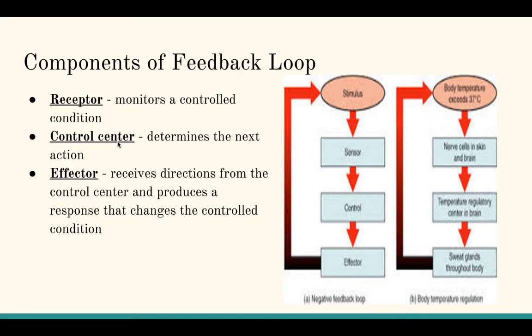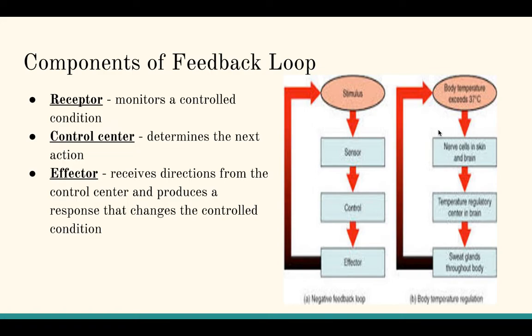Then we have a control center. It determines the next action to take place. And there's the effector. The effector receives the directions from the control center and produces a response that changes the controlled condition. The example we have over here is body temperature. Our bodies maintain a constant temperature through homeostasis. Our body really likes to stay at about 37 degrees Celsius or 98.6 degrees Fahrenheit.